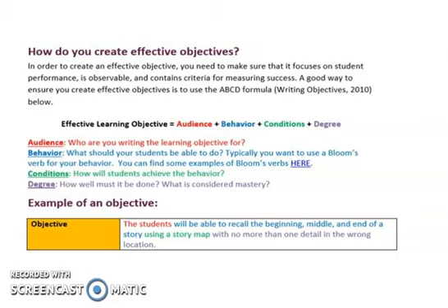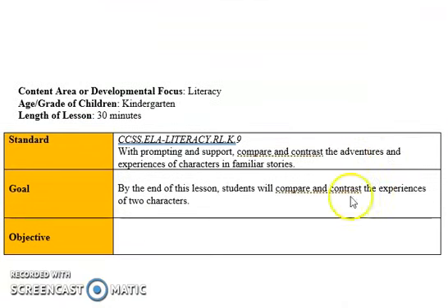So let's try and make one. If we had this standard, and then our goal is by the end of this lesson, students will compare and contrast the experiences of 2 characters. Now you're going to see the goal mirrors the standard, and the objective will mirror the goal. So ABCD: A is the audience, who? The students.